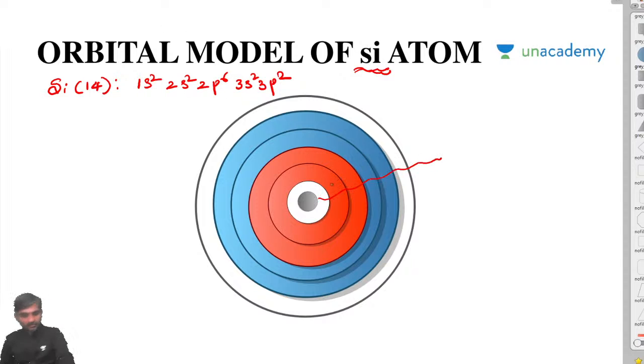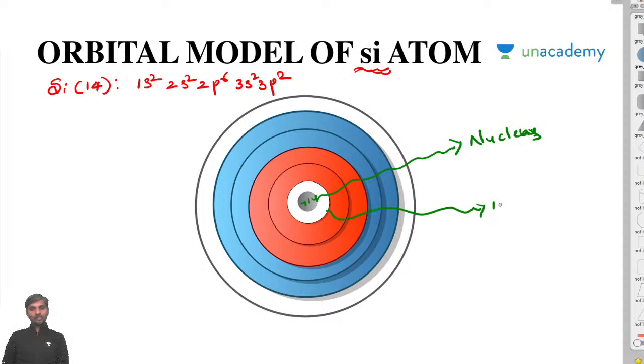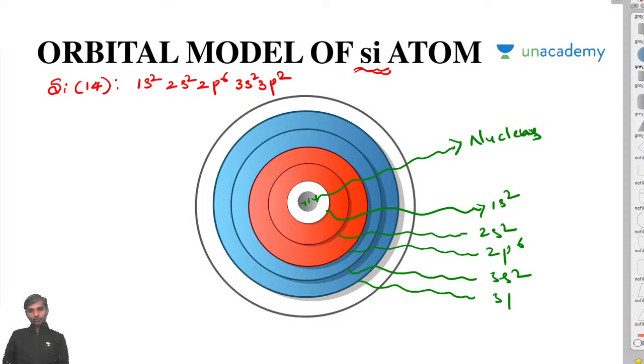Better I'll do it with green so that you will understand. This is called the nucleus, which will have 14 protons and neutrons. And then this is the 1s2 orbital, this is going to be 2s2, 2p6, 3s2, and then 3p2.